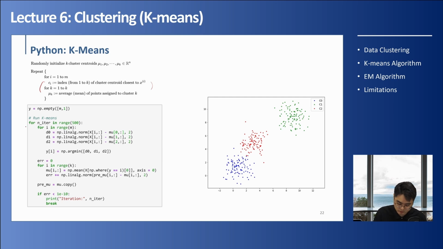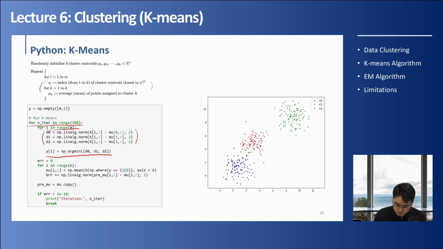So we have a for loop here, and we calculate some distances here, d0, d1, d2. This is an example when we have three clusters. We're calculating the distances, and we're selecting the cluster index where we have the minimum distance. So that was step 1, assigning our clusters.